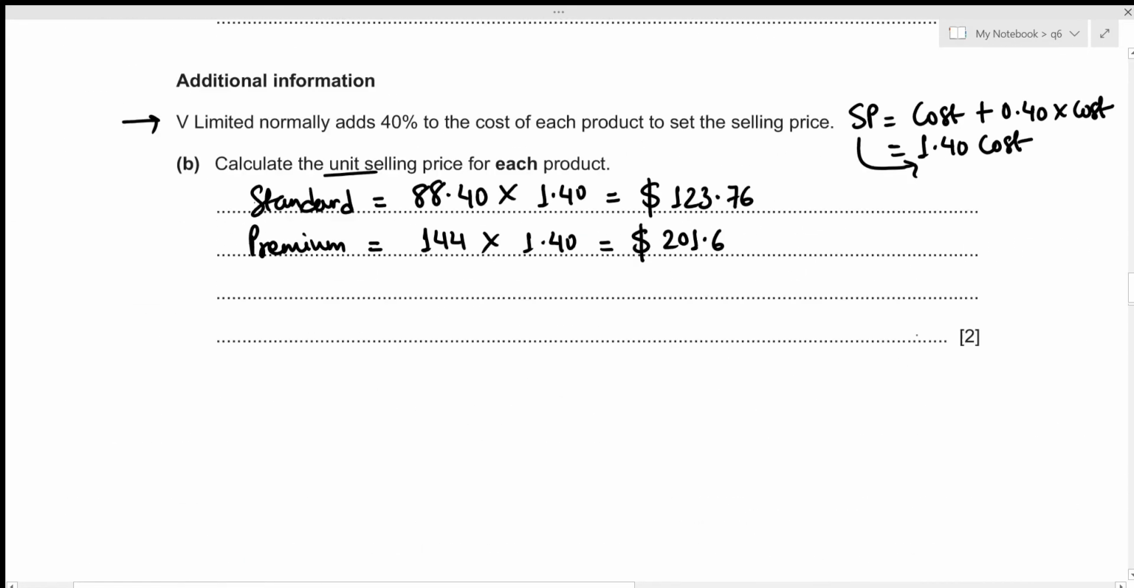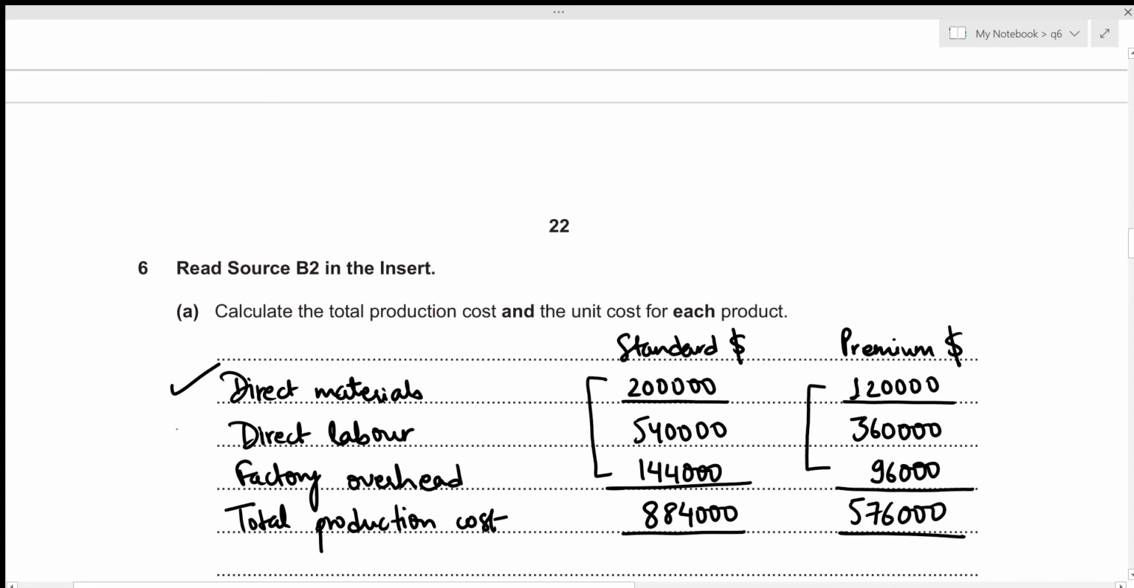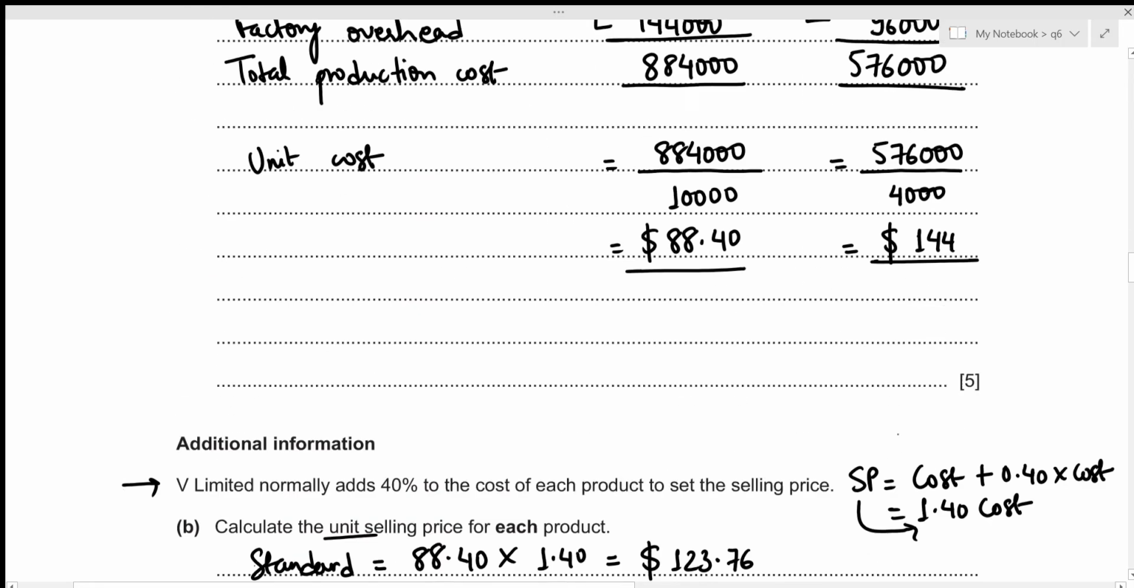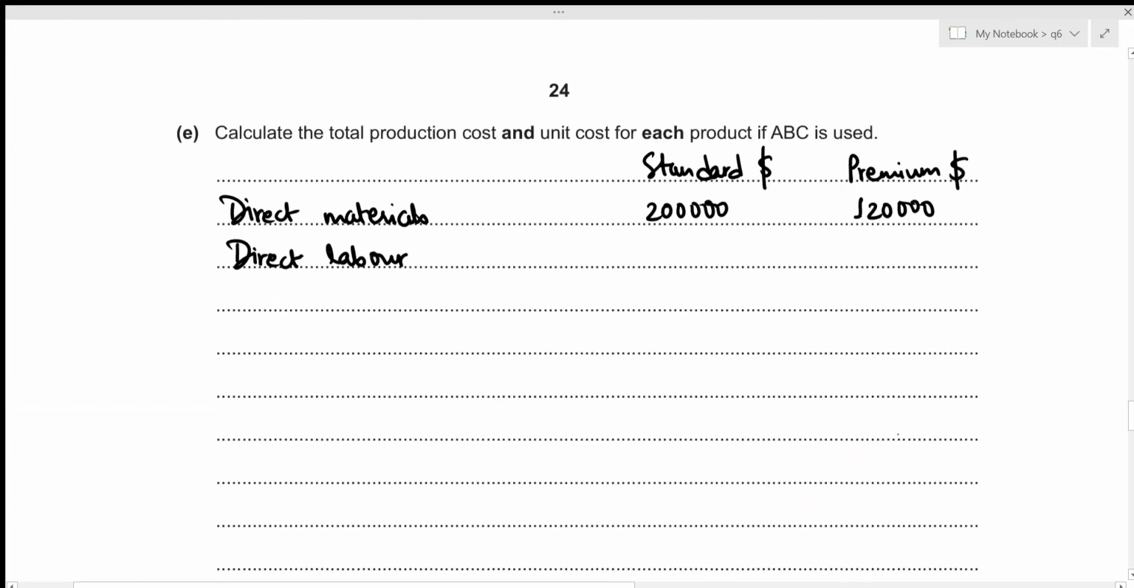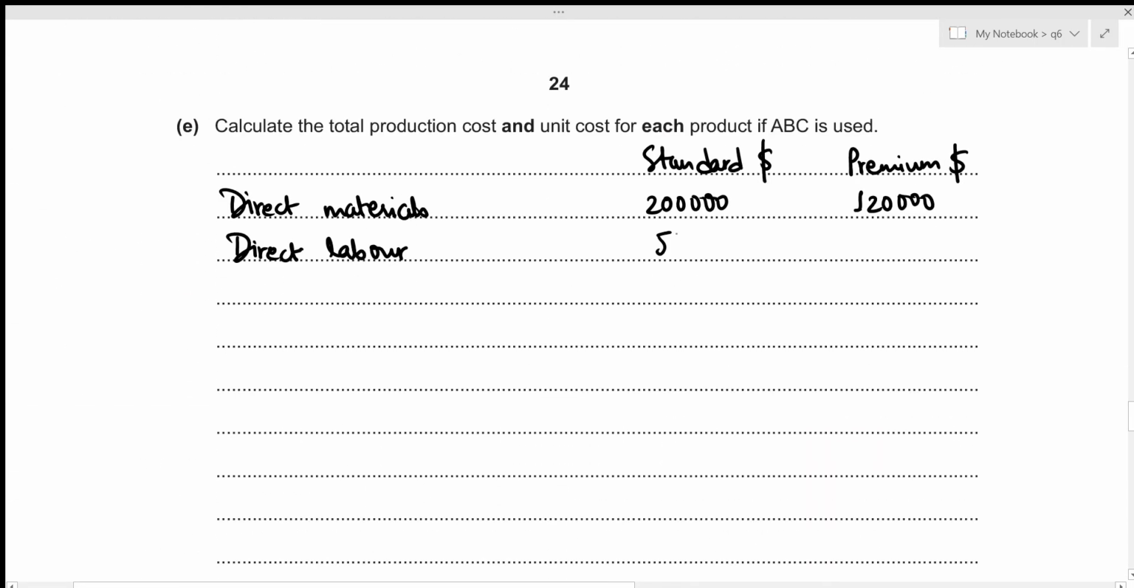Let's have a look again. For direct labor, we figured it out to be 540,000 for standard, whereas it was 360,000 for premium. Let's substitute these values again. So that's 540,000 and 360,000. Now we move towards our overheads.